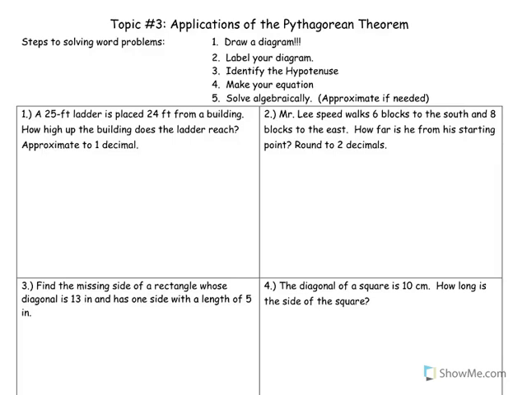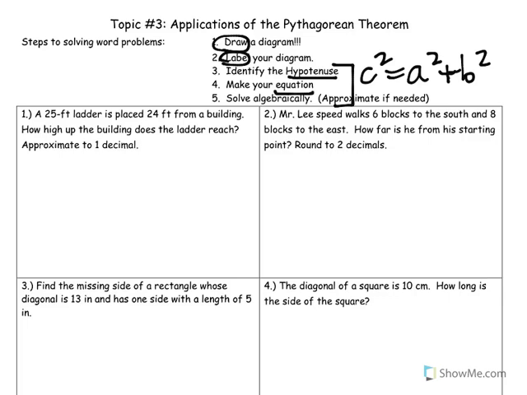Alright, so topic number 3 is going to be about applications of the Pythagorean theorem, so we're pretty much going to talk about word problems. And the steps that are important to solving word problems are to first draw a diagram, label your diagram, and then these last 3 steps here are really using the Pythagorean theorem. Okay? So when you're going to use the Pythagorean theorem, you're going to identify the hypotenuse first, make your equation, and then you're going to solve.